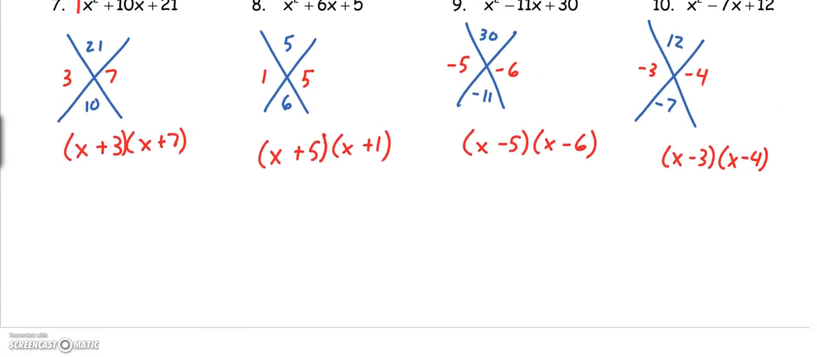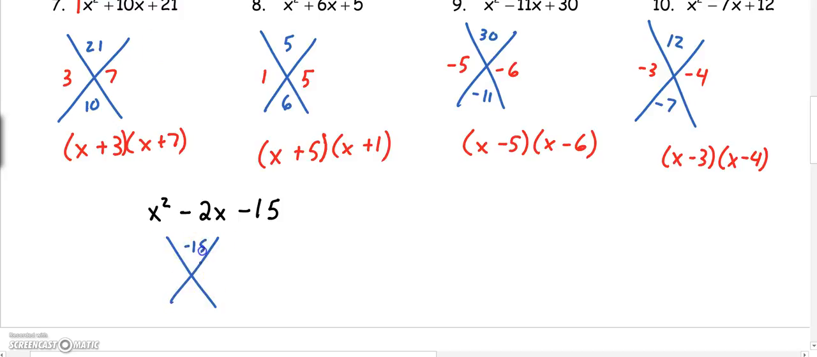Let's look at a couple more examples. So let's look at a problem where I have x squared minus 2x minus 15. In this case, we need numbers that multiply to negative 15 and add to negative 2. So in this case, we need a negative and a positive. So what numbers multiply to 15? Well, the most common is 3 and 5. 5 has to be the negative because we're adding to a negative 2. So I'd have x minus 5 and x plus 3.